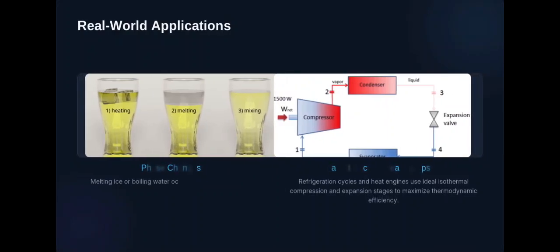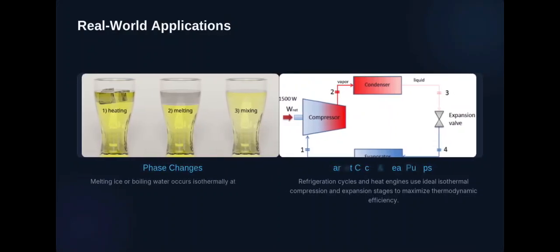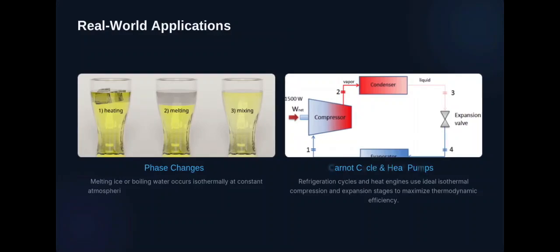Real world applications. Where do we see isothermal processes in the real world? Natural phase transitions like ice melting or water boiling at constant atmospheric pressure absorb latent heat isothermally.